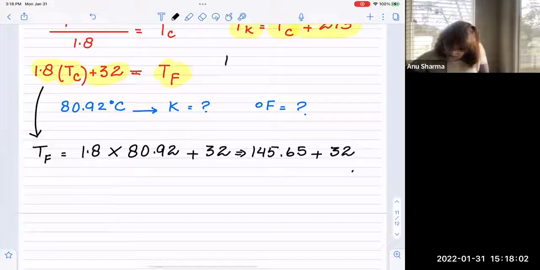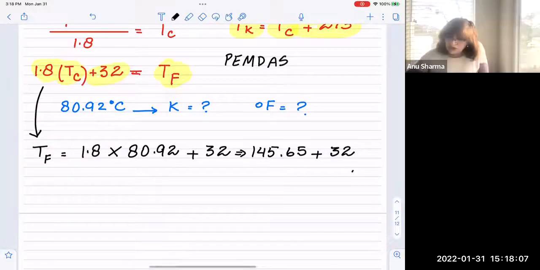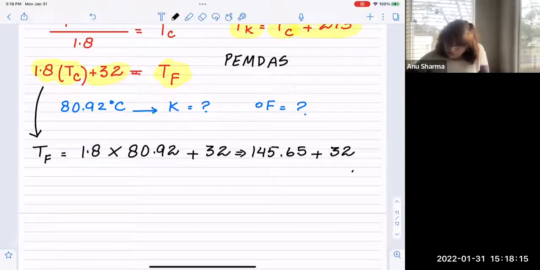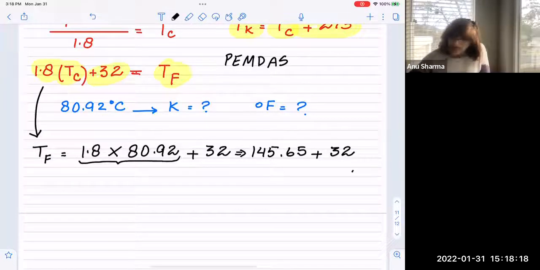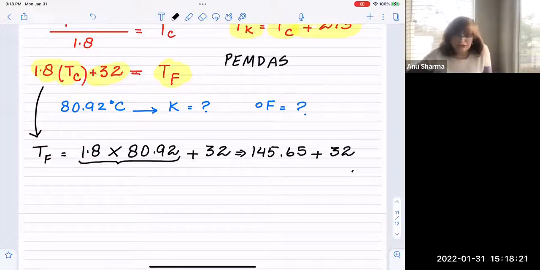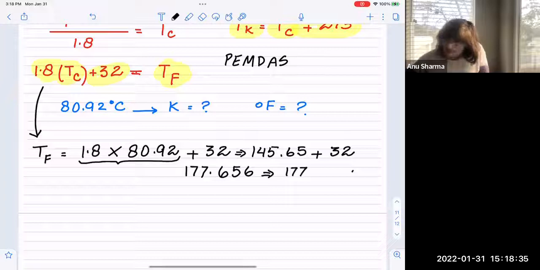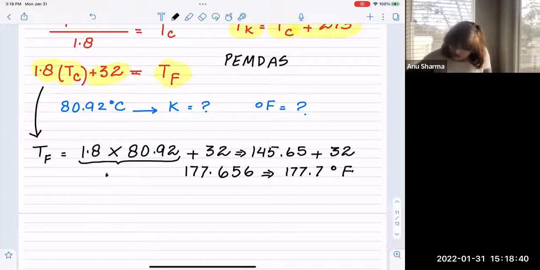In other words, PEMDAS, please excuse my dear Aunt Sally. Parenthesis, exponents, multiplication first, then division, then addition, and then subtraction. That is why you do this first: 1.8 times 80.92 gives you 145.65. And then you add 32 to it, and that gives you 177.656, and this becomes 177.7 degrees Fahrenheit. Okay, and that is the answer.